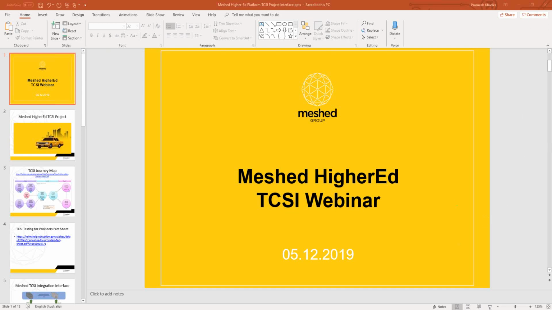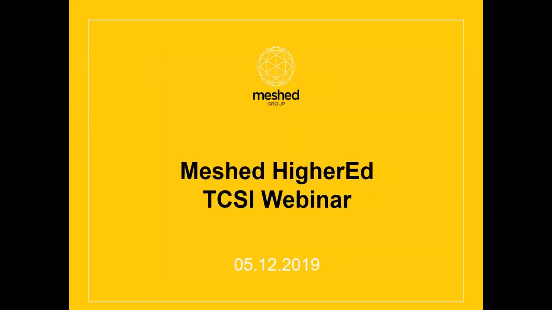So thank you, welcome. Today I'm going to walk through the MEST HigherEd TCSI feature. TCSI, pronounced taxi, is a new feature for data reporting that will be applicable from 2020. All the HEMS reporting, especially for FEE-HELP students, HECS-HELP and HESA related Commonwealth funded students, would have to be reported using the TCSI mechanism.